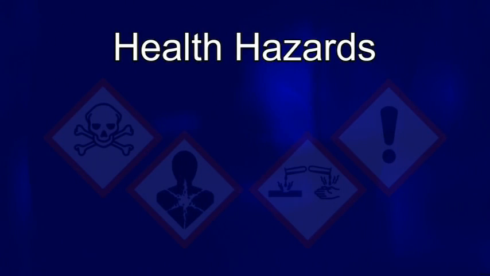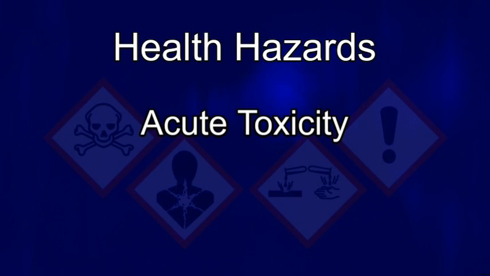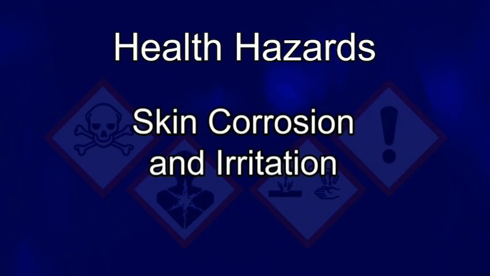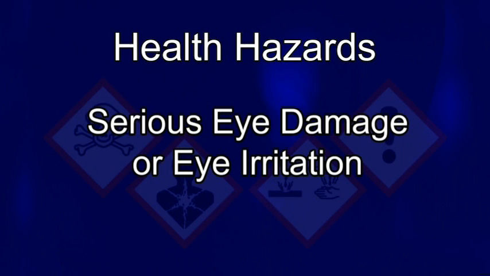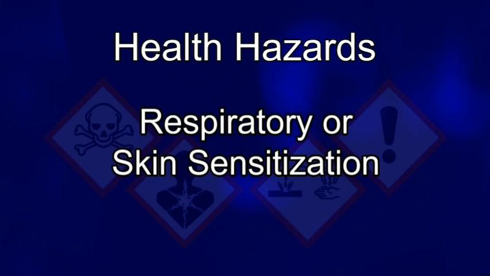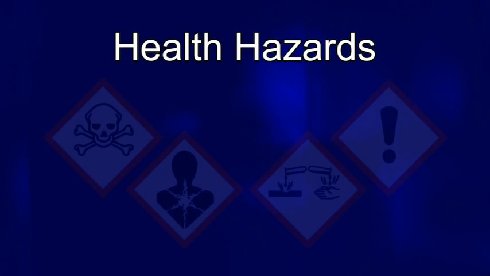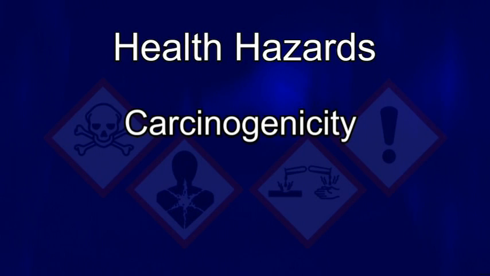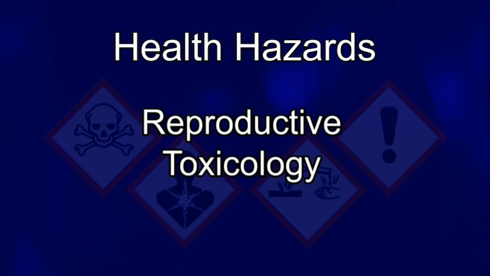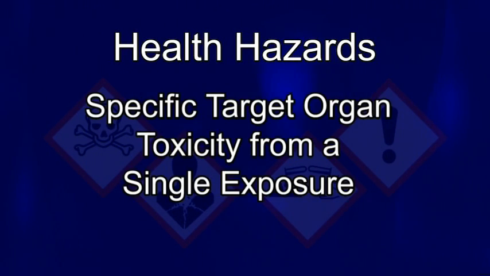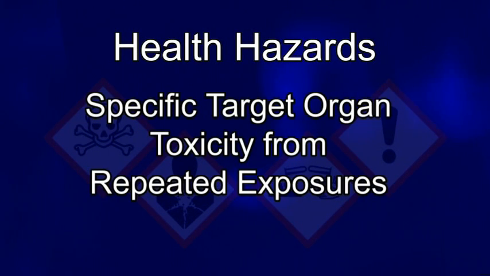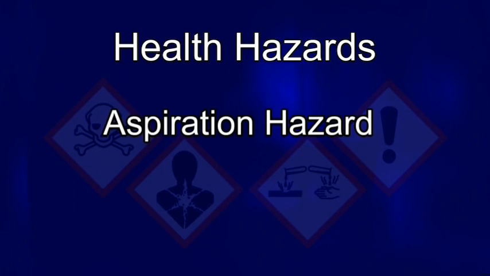The 10 classes of health hazards include acute toxicity, skin corrosion and irritation, serious eye damage or eye irritation, respiratory or skin sensitization, and germ cell mutagenicity. Other health hazard classes include carcinogenicity, reproductive toxicology, specific target organ toxicity from a single exposure, specific target organ toxicity from repeated exposures, and aspiration hazard.